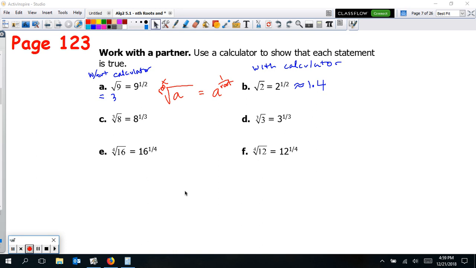Okay, hopefully you tried these already. Let's just go through the answers. On this one, the cube root of 8 would be 2. Over here, the cube root of 3 on the calculator, that's going to be 3 to the 1/3 exponent. So either way, you should figure out that's about 1.4, very similar to this one. And then the fourth root of 16, that's also 2. And over here, the fourth root of 12, or 12 to a 1/4 exponent, that's going to be approximately 1.9 on the calculator.